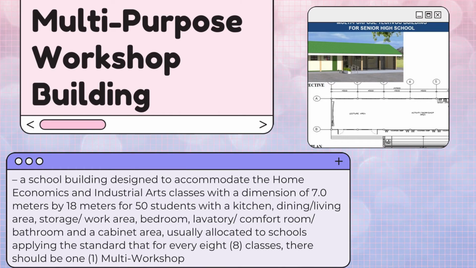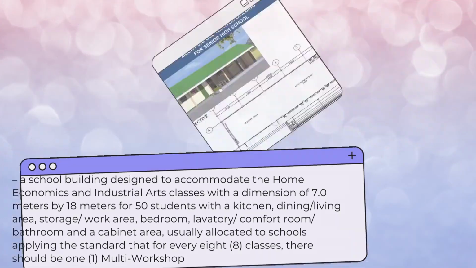Multipurpose workshop building, a school building designed to accommodate the home economics and industrial arts classes with dimension of 7.0 meters by 18 meters for 50 students with a kitchen, dining, living area, storage work area, bedroom, lavatory, comfort room, bathroom, and cabinet area, usually allocated to schools applying the standard that for 8 classes there should be one multi-workshop.